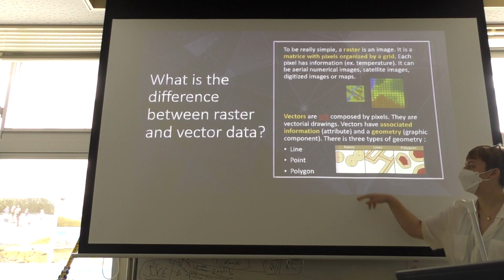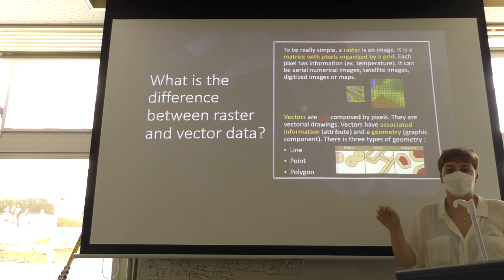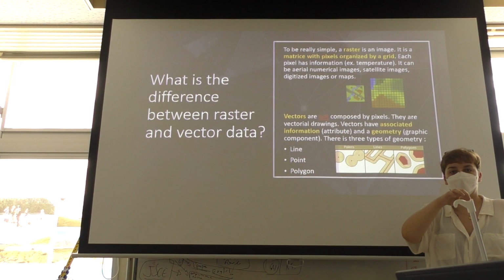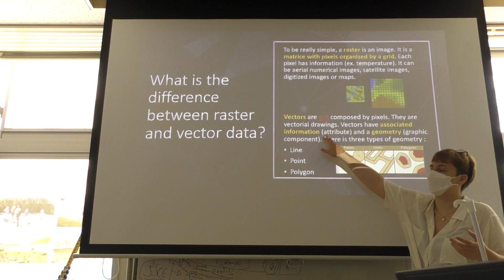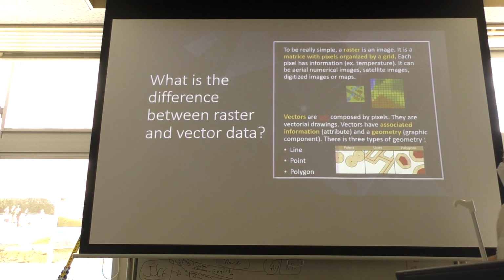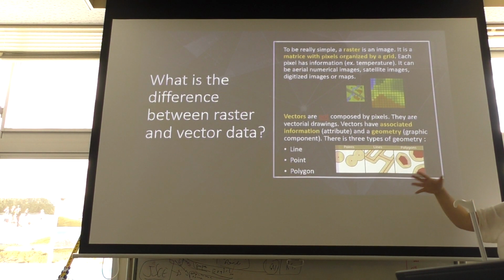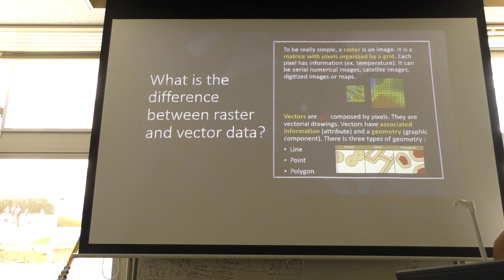It's really long if you want to do that, but you can use points for trees, okay? And what type of tree it is can be information about the point, okay? So the difference between raster and vectors is that vectors have information about the object itself, okay?